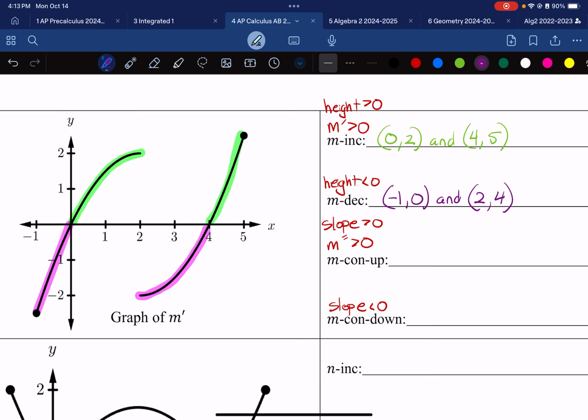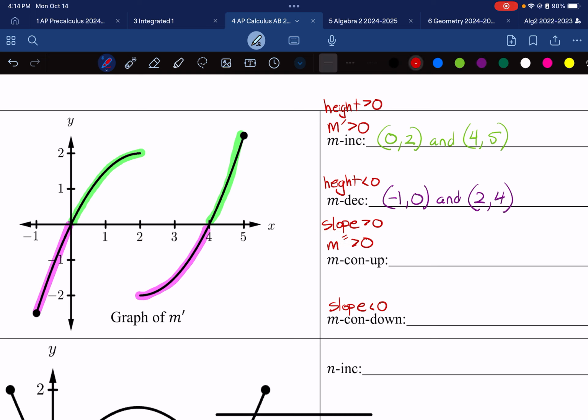All right, let's talk about the concavity. Where do I have a slope that is positive? Positive slope, positive slope, positive slope, still positive slope. Everything is positive slope. What is the slope at 2? I don't know. It's not continuous. I don't have a slope at 2, so I can't talk about slope at 2.